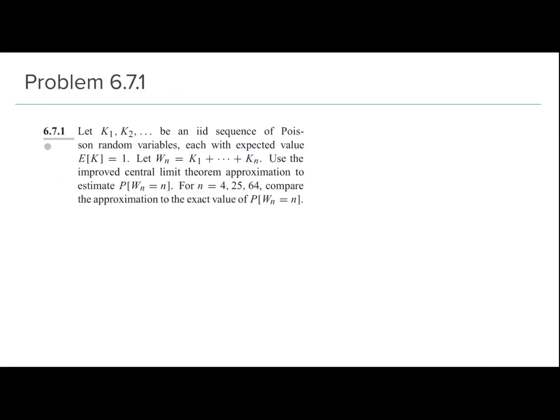Right, so this is what the problem says. Let K1, K2, ... be an IID sequence of Poisson random variables, each with expected value E[K] equal to 1. Let Wn equal K1 plus K2 up to Kn. Use the improved central limit theorem approximation to estimate P[Wn = n]. For n equal to 4, 25, 64, compare the approximation to the exact value of P[Wn = n].